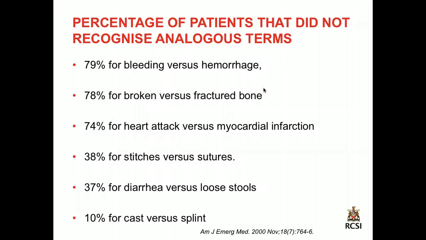Again, nearly 80% didn't know the difference between fracture and broken in bones, or heart attack versus myocardial infarction, 38% for stitches versus sutures, and 37% for diarrhea versus loose stools. And I suppose if we go down to cast versus splint, you can see maybe that these terms are more readily available or recognizable by patients.